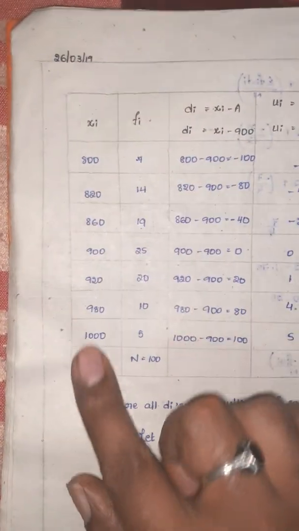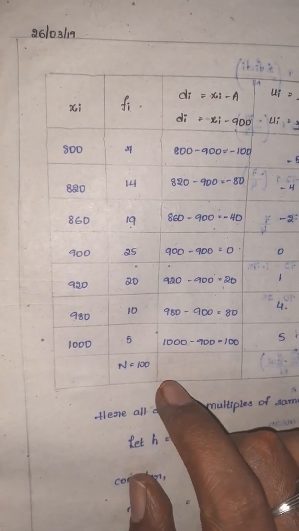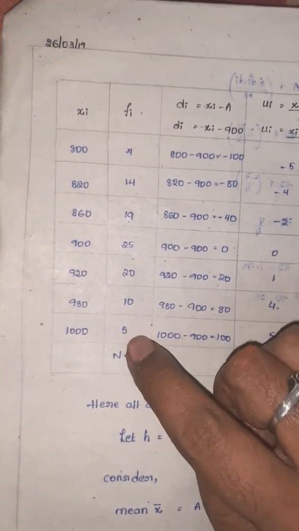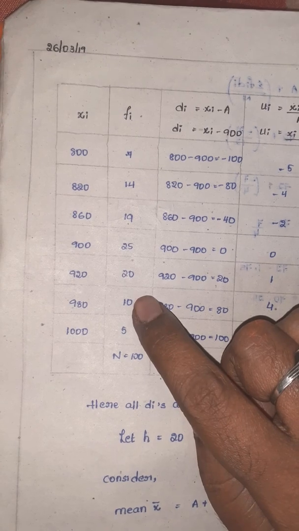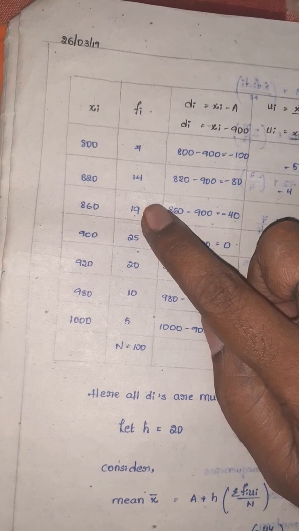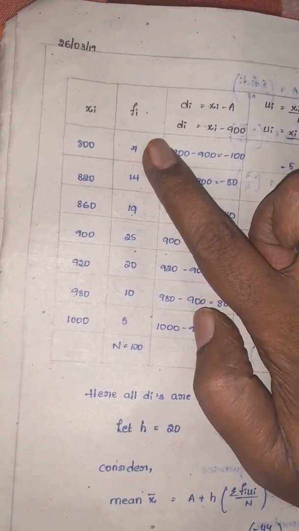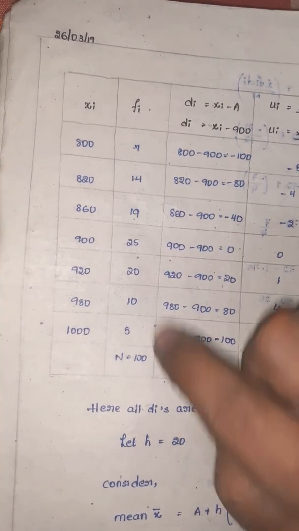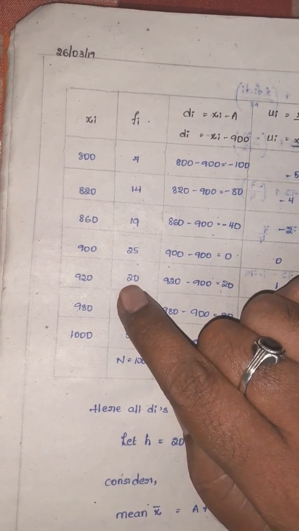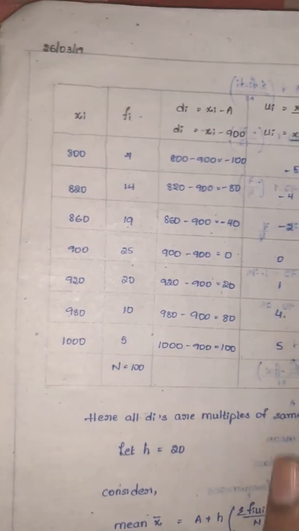So xi values, first row will become first column, fi values, second row will become second column. So n means how much, how will we get it? We should add all these fi values. 5 plus 0 is 5, 5 plus 5 is 10, 10 plus 9 is 19, 19 plus 4 is 23, 23 plus 7 is 30. Write 0 here, 3 carry. 3 plus 1 is 4, 2 is 6, 6 plus 2 is 8, 9, 10. So 100 you are getting.